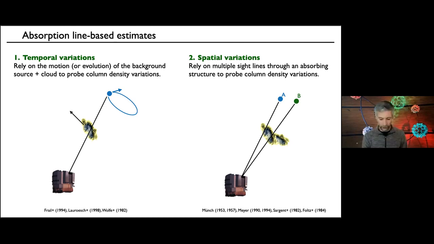The other is to rely on spatial variation. So you're measuring multiple sight lines through some foreground cloud. And this was first done in the 50s, actually, but there's a long history of doing this, both in the Milky Way and thinking about multiple sight lines to quasars in the CGM of more distant galaxies.